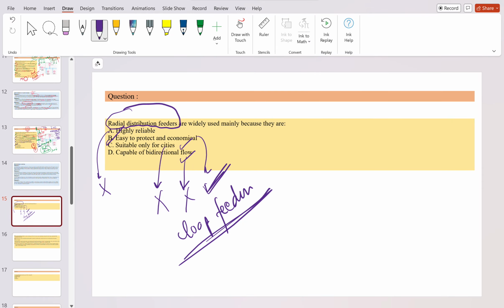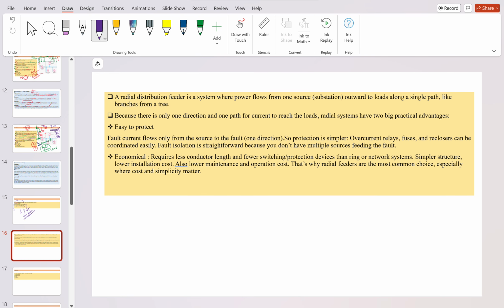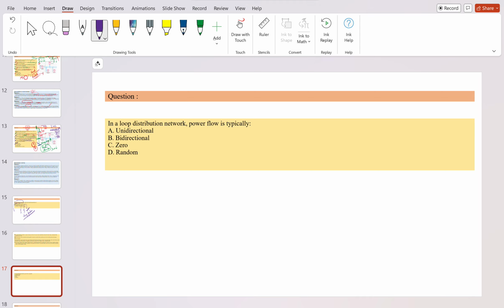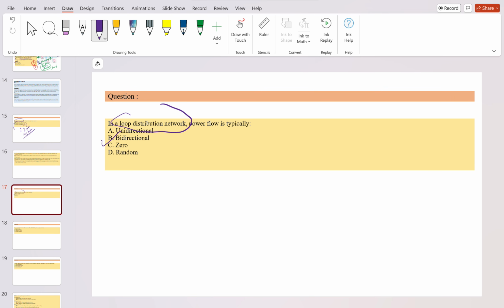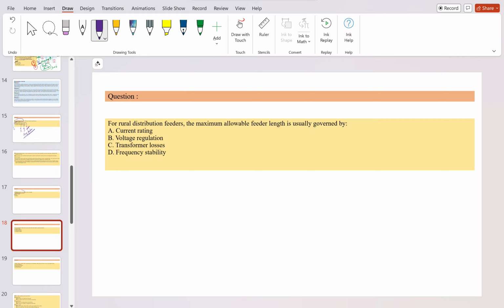Let's move forward. Here I have given the explanation and you can see further. I have already explained that in the loop distribution network you have the power flow in the bidirectional, while it is unidirectional in the radial feeders. Try to solve this. This is already explained, but I wanted you to revise it.